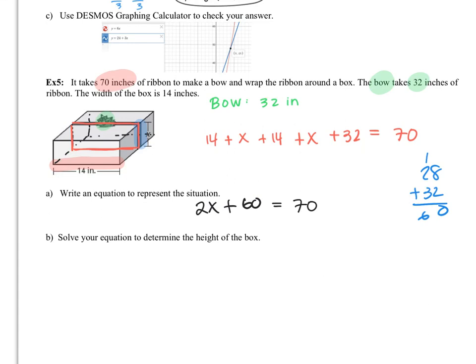So now what I want you to do is to solve this equation to figure out what the height of the box would need to be, which is my x value, to make this situation possible. Pause the video, press play when you're ready to check your answer.